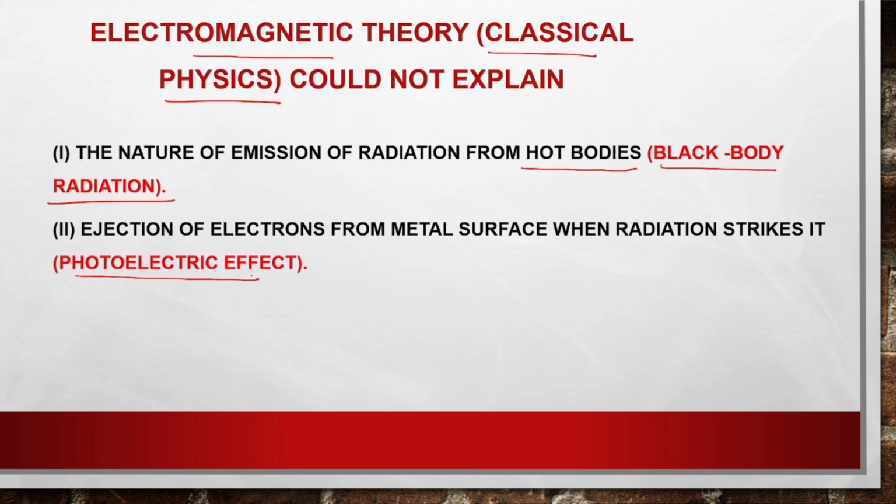What is the photoelectric effect? It's the phenomenon of ejection of electrons from a metal surface when radiation strikes it. Simply, when radiation strikes a metal piece, electrons will be ejected from it. That phenomenon called the photoelectric effect could not be explained by the electromagnetic theory.